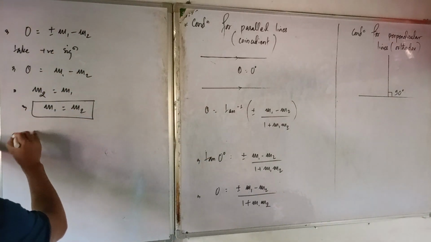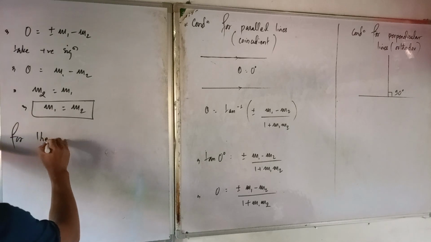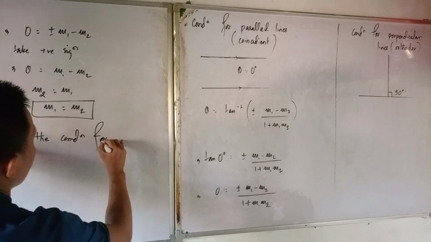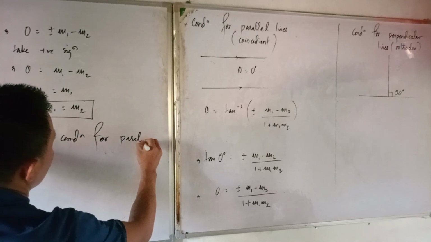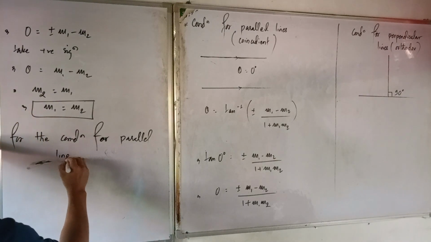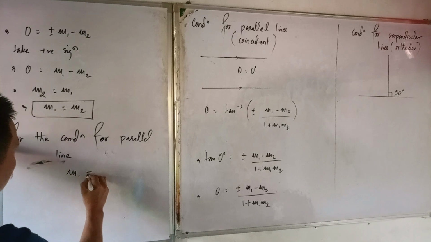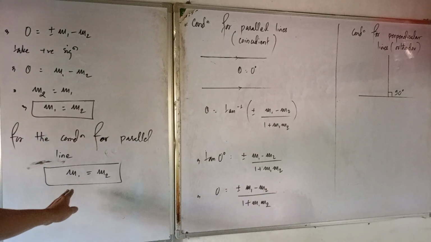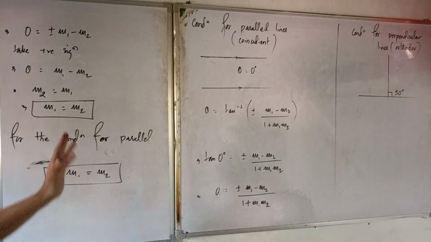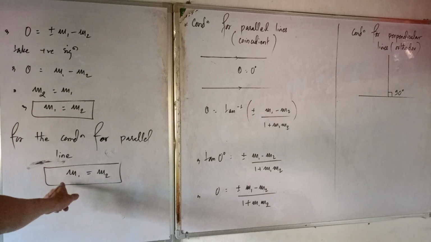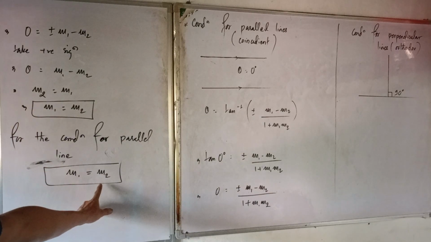So for the condition for parallel lines, this is the condition: m1 must be equal to m2. So if two lines have the same slope, that means those lines are parallel or coincident. So now you know how this relation was derived.